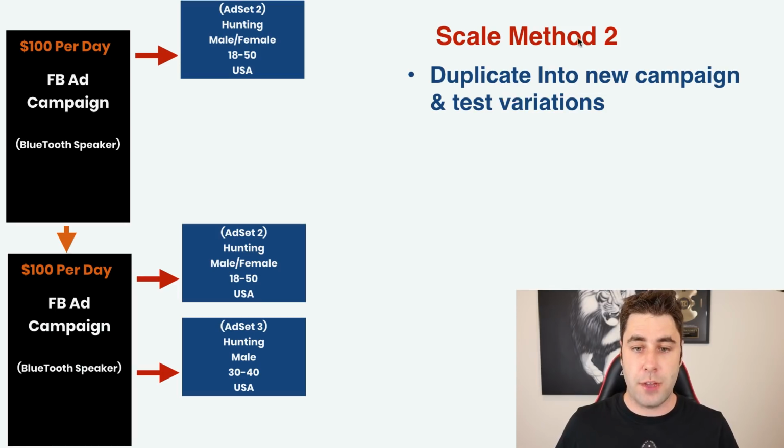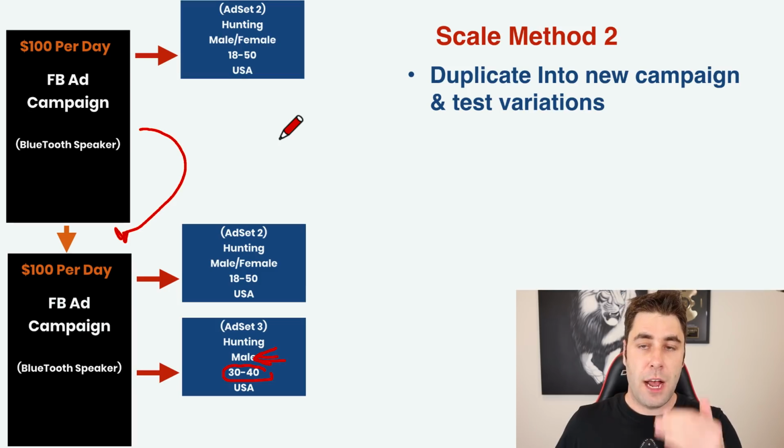Method number 2 to scale is duplicate into a new campaign and test variations. So this is method number 2. I'm going to take this ad set, guys. I'm going to duplicate it into another ad set running $100 per day. And I'm going to take ad set number 2 that was winning for me, and I'm going to duplicate that into another ad set where I might change male, female, I might change the age, or I might even change the country. I'm going to start testing variations.